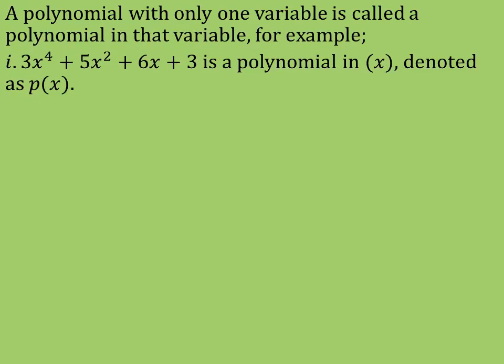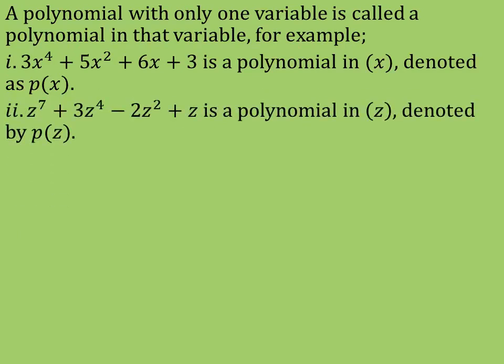Our second example is z raised to power 7 plus 3z raised to power 4 minus 2z raised to power 2 plus z. This is a polynomial in z and is denoted by p of z. So if you have a polynomial expression in one variable, then you call it a polynomial in that variable.